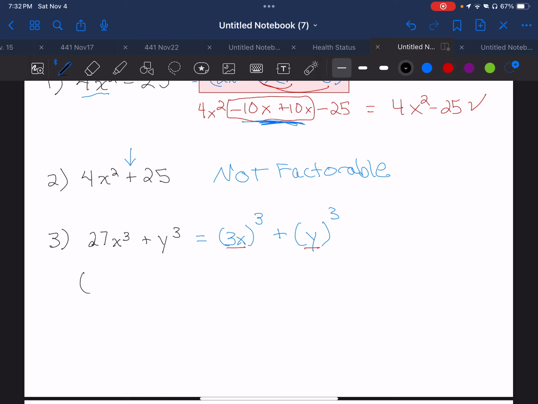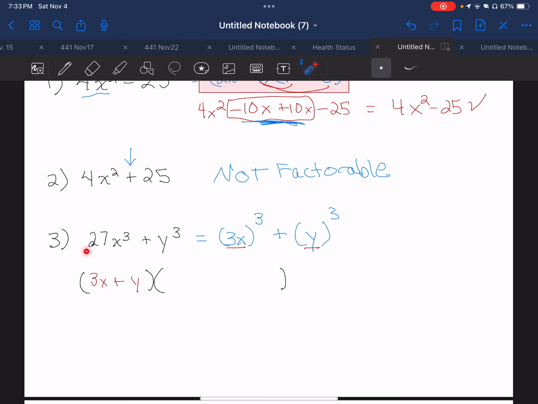How can we do that? First, we're going to factor out a linear. So we're going to take that 3x plus y as our factor. Then we're going to figure out what we need. What is left? It's not going to be a linear. It's going to be a trinomial. So we'll have 3 pieces.